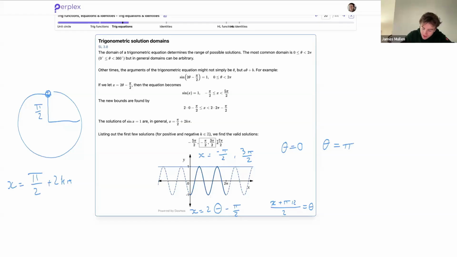Okay, and if you find this changing of the interval confusing, it's also totally fine to leave it as an interval in terms of theta, and then at the end transform all of the solutions that you find, or maybe even just the general solution. I could turn that into theta is equal to, same rule, x plus pi over 2 all divided by 2. That's going to give me pi plus 2k pi over 2, which is just going to give me pi over 2 plus k pi.